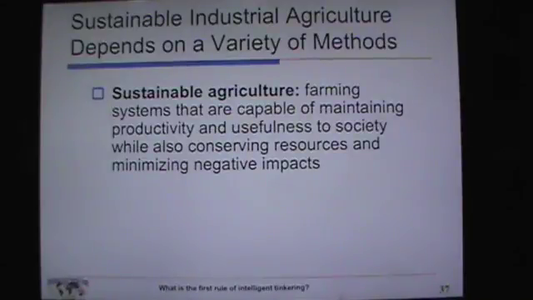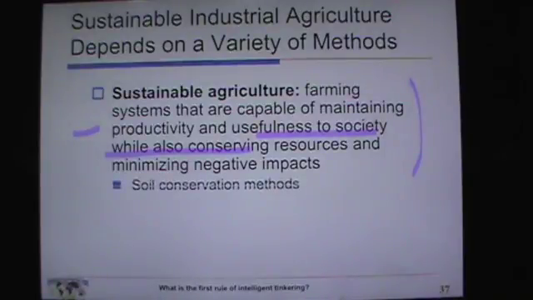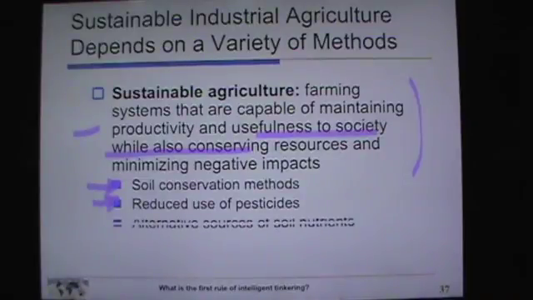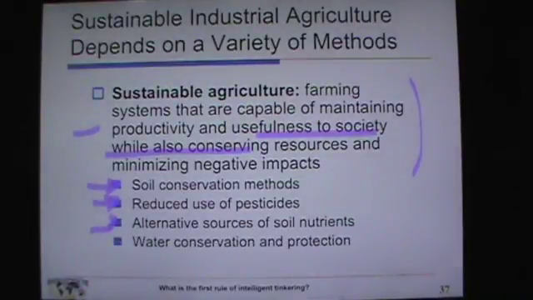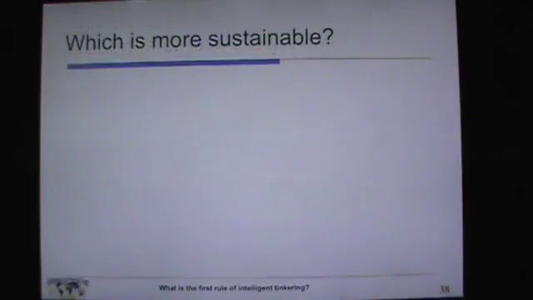It depends upon a variety of methods. Farming systems are capable of maintaining productivity and usefulness to society while also conserving resources. It can be done. We learned briefly about soil conservation methods in the previous lecture. Reducing the use of pesticides is another important aspect of this. Alternative sources of soil nutrients, composting is a big one. And water conservation and protection of water resources are also very important.